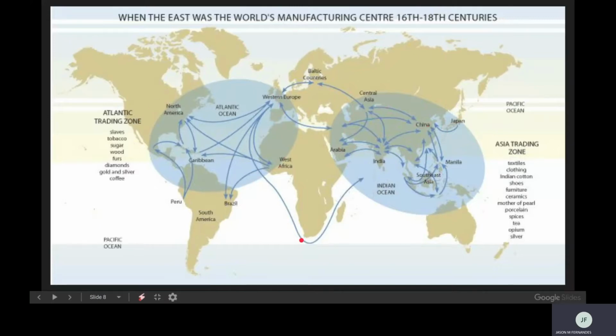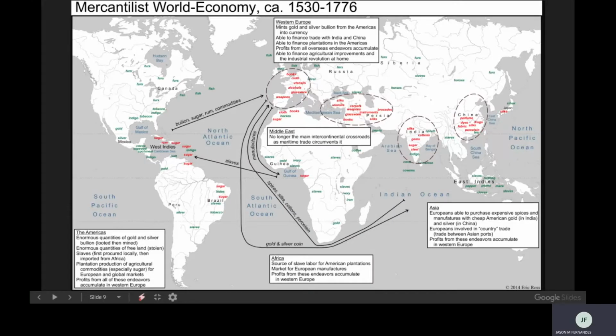And then you'll have these interconnections between the eastern system and the Atlantic system, connected, going around Africa, or as we'll see, crossing the Pacific too. So we get some major changes to the world system here. It's really, truly becoming a world system at this point, right? Complete interconnections here. Okay. This is from Eric Ross.